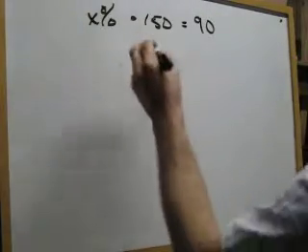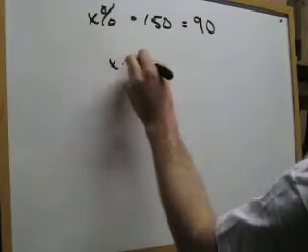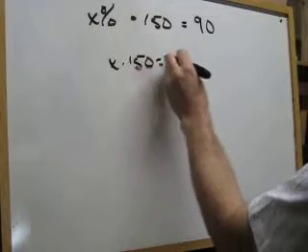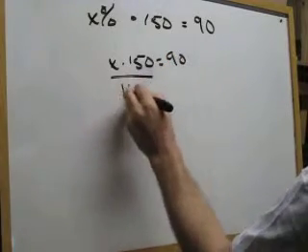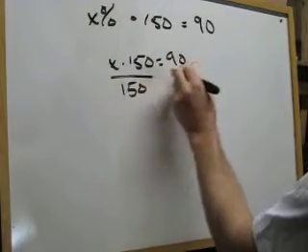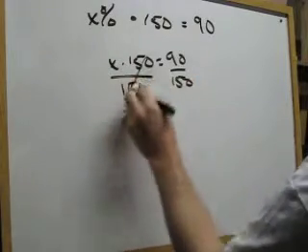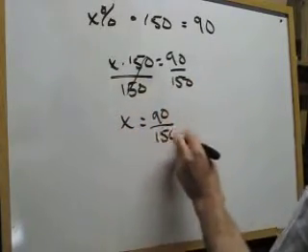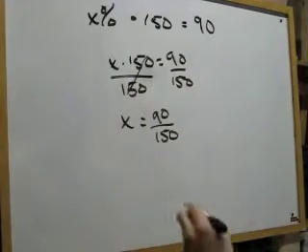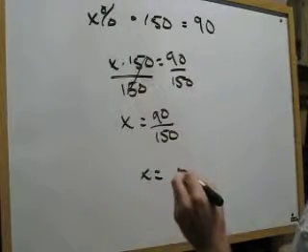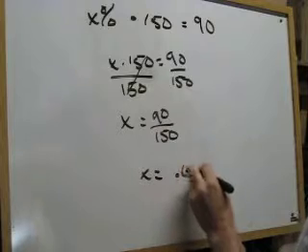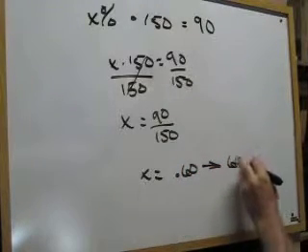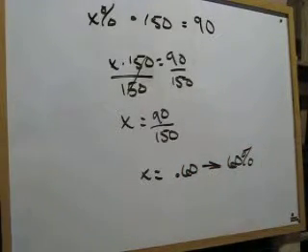Okay, so this is going to be x times 150 equals 90. Divide both sides by 150. Those cancel. x equals 90 over 150. And when you divide that out, you get x equals 0.60, which is 60%, because we have to change that to a percent.